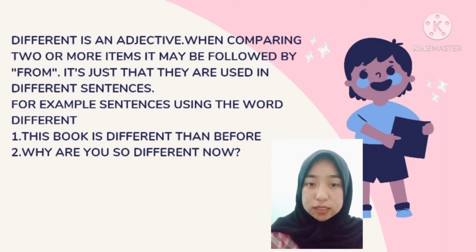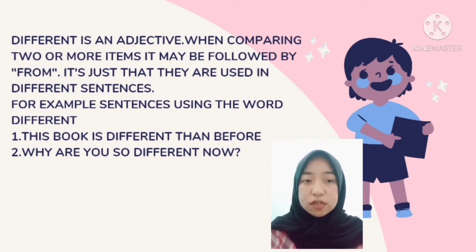I will explain about different as well as examples of using the word different. Different is an adjective. Different has an different or different meaning. When comparing two or more items, it may be followed by from. Different from and different have the same meaning. It's just that they are used in different sentences. Different from is used between two nouns being compared.